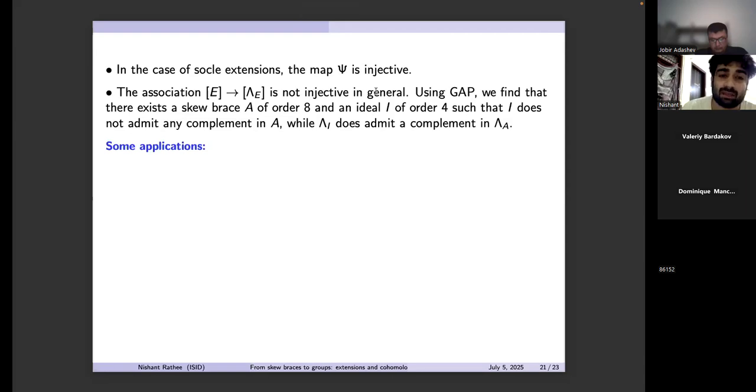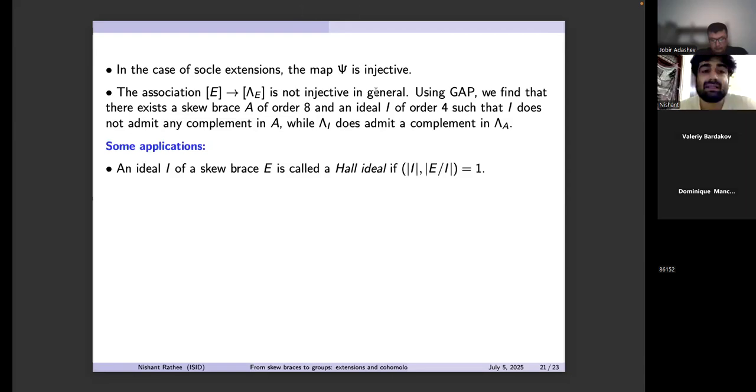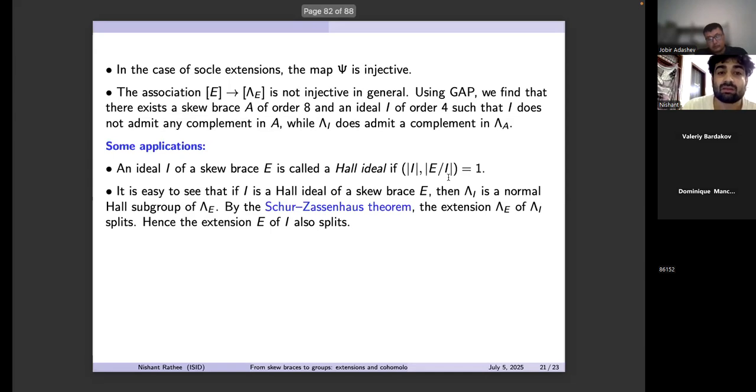So let us see some applications. An ideal I of a skew brace is called a Hall ideal if the GCD of the order of I with the order of E by I is coprime, something very similar to how we define the Hall subgroup for groups. Then if I is a Hall ideal of E, lambda I is a normal Hall subgroup of lambda E. By the Schur-Zassenhaus theorem, we know that the extension lambda E of lambda I always splits. And the extension E of I always splits.